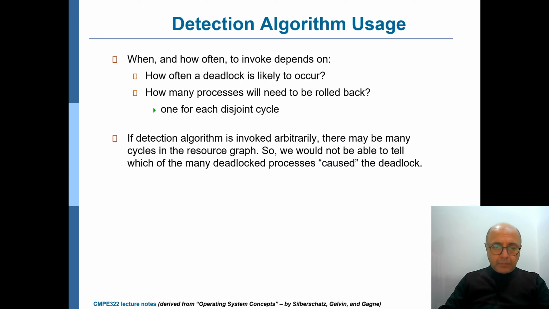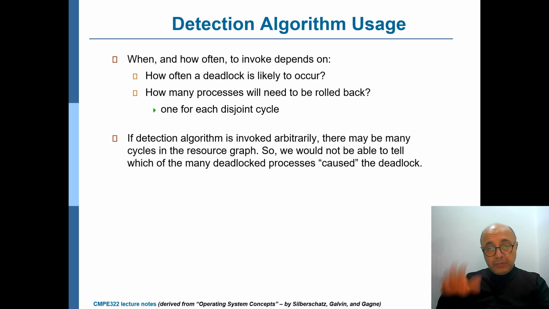One other thing is, we have run the algorithm, we have detected some deadlocks. How many processes are we going to roll back? And also, which processes are we going to roll back? If you detect cycles in the graphs, you can roll back one process per disjoint cycle, or better, if the cycles have a shared link.